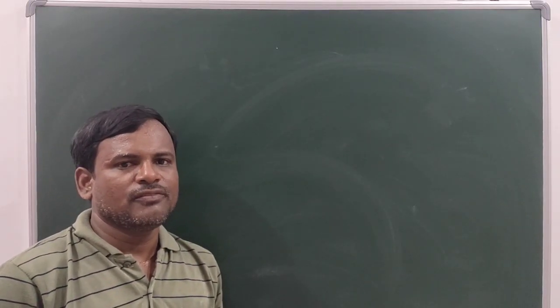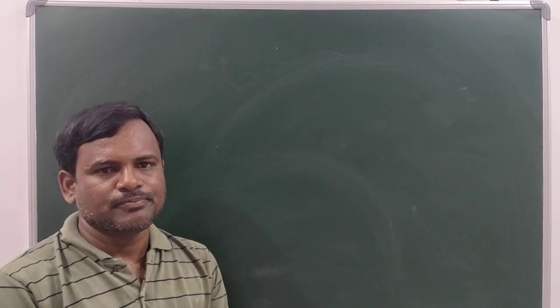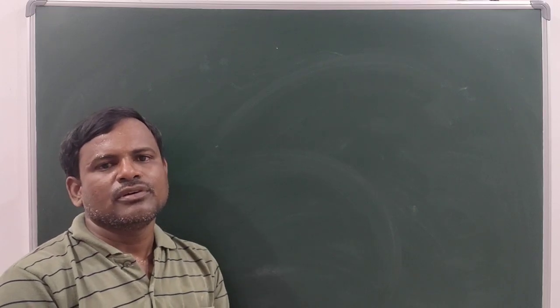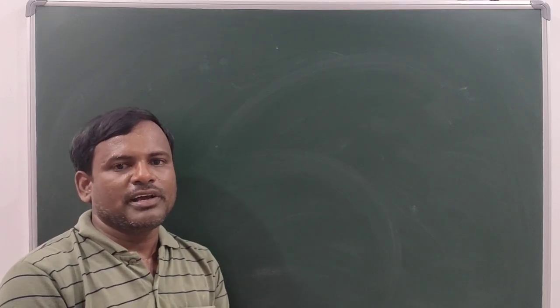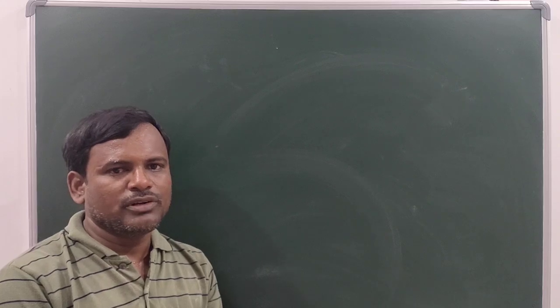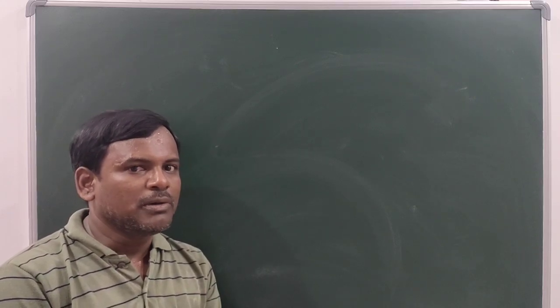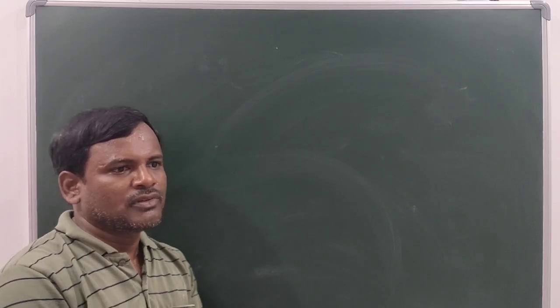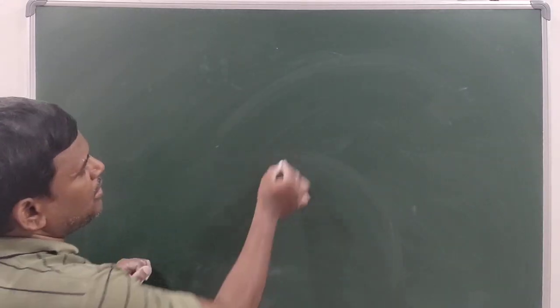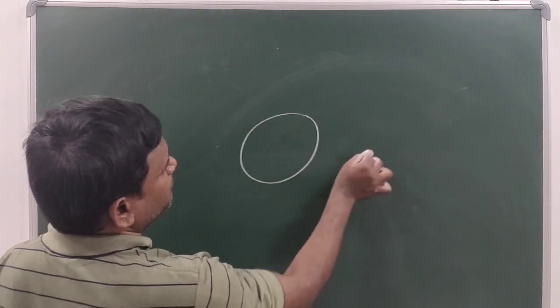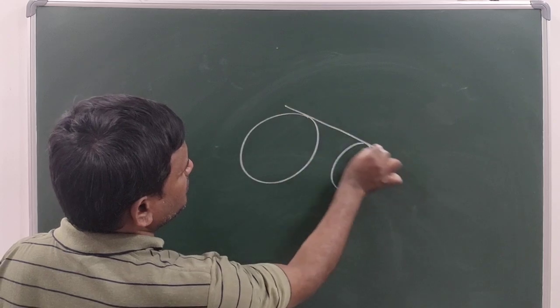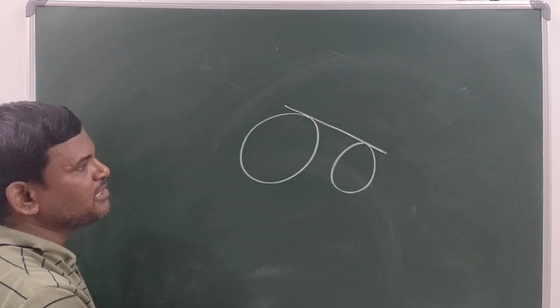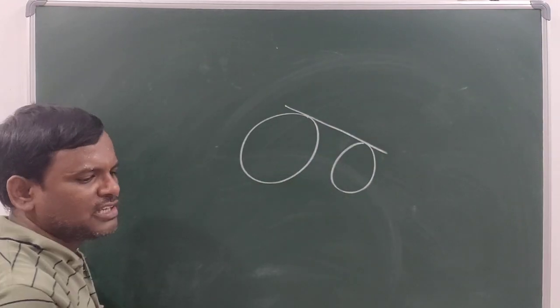Relative positions of circles. Okay. And also the common tangents concept. Next I am going to discuss with you common tangents. See, observe these two circles. For these two circles, what is this? Common tangent. It is a tangent of the first circle as well as the second circle.